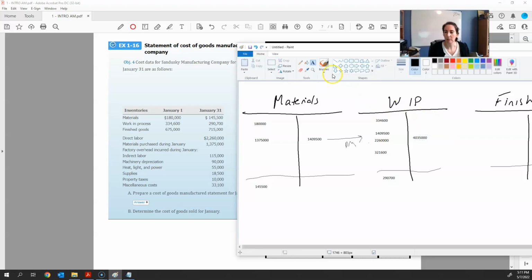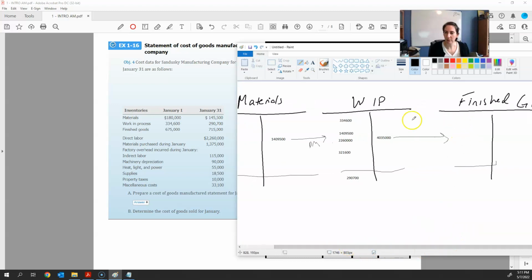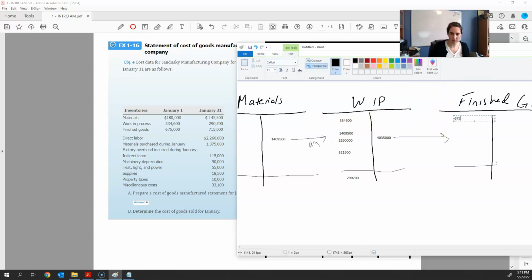All right, so draw a little arrow again. That's what goes over to finished goods. So the next thing we need to know is looking at finished goods. We've got a beginning finished goods of 675,000. We know that 4,035,000 came over. And we know that our ending balance in finished goods is 715,000.